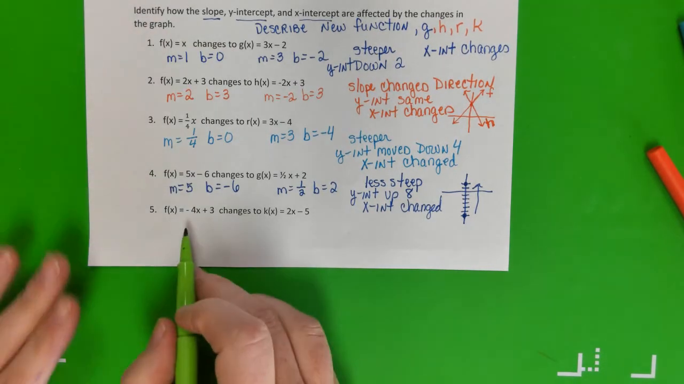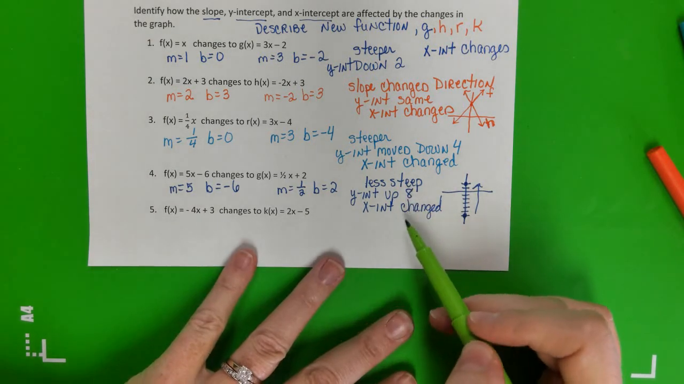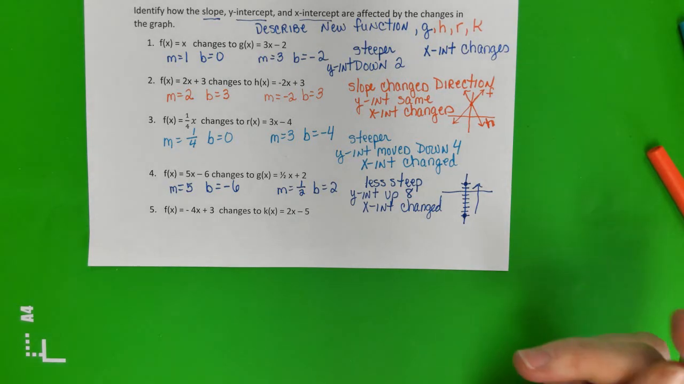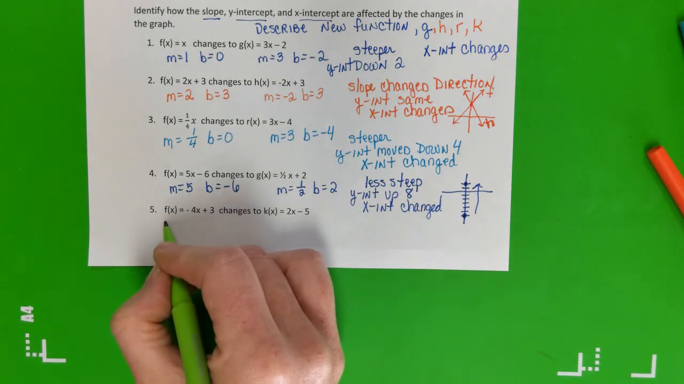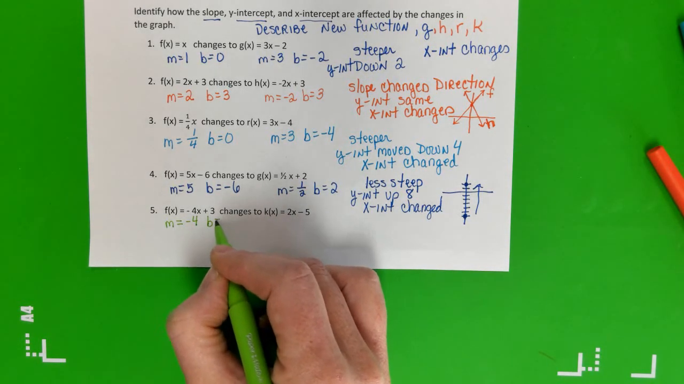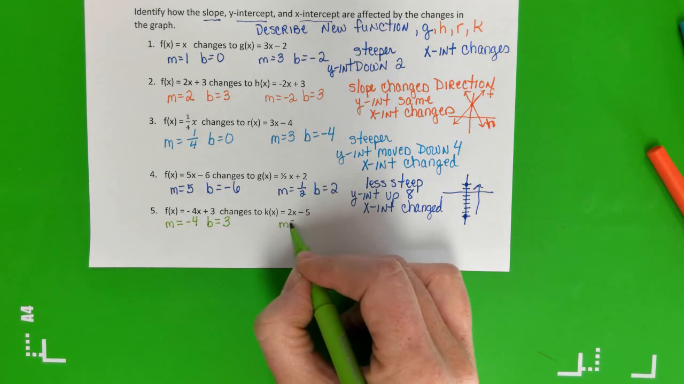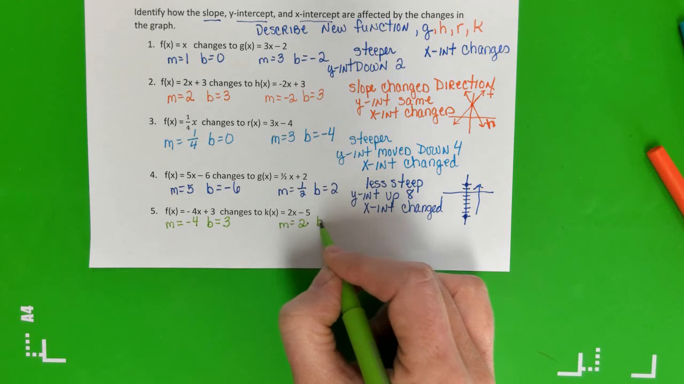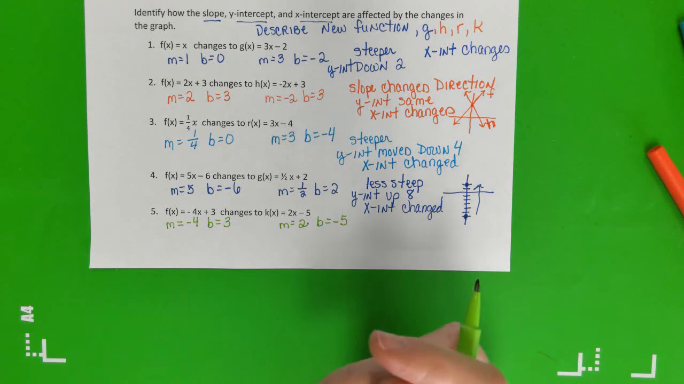Okay, so let's look at the last one. Again, I want you to pause the video and I want you to identify your slope and y-intercepts and then see if you can describe what happens to each attribute. Okay, so our slope is -4. The y-intercept is 3. Our new slope is 2. The y-intercept is -5.